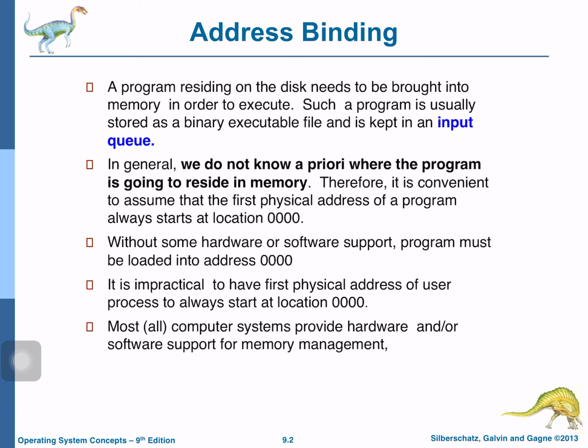Okay, so therefore we can assume that the physical address of the program in memory will start at location 000. Therefore, if the location is 000, without any support from the hardware or the software, the program must be loaded into the physical address 000. But it is impractical to have the first physical address of the user program always start at location 000. So most computer systems provide hardware or software support for memory management.